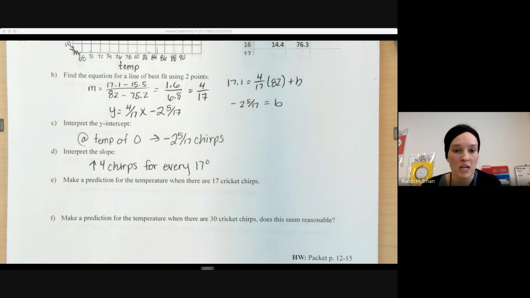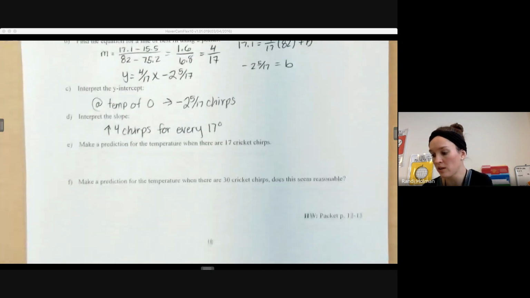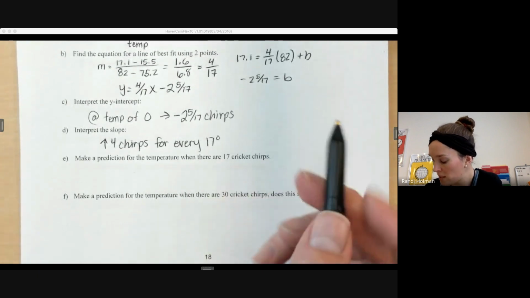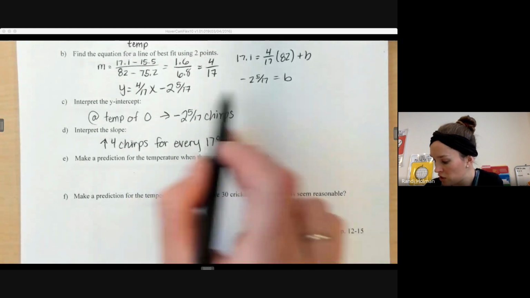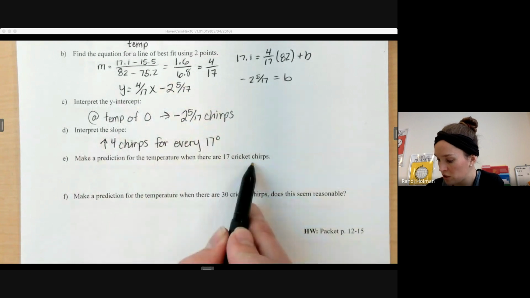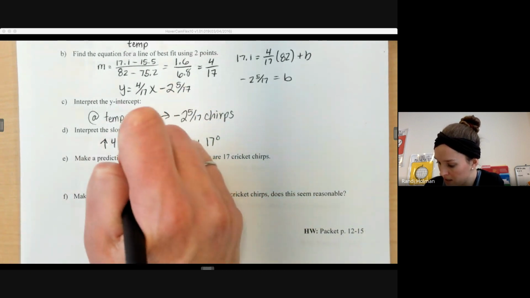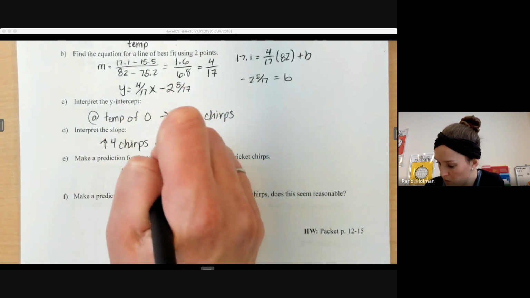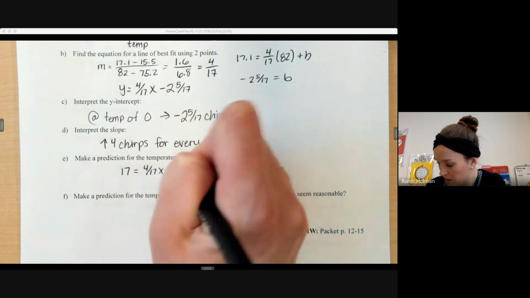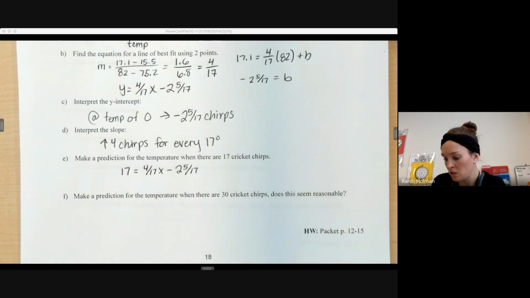Make a prediction for the temperature when there are 17 cricket chirps. Okay, so really our equation's a little backwards for this if we want to know our cricket chirps from temperature, but we can still utilize it to work through these points. So if I have my equation here, if I know the cricket chirps, that's y. So I'm going to say 17 cricket chirps equals 4/17x minus 2 5/17. Okay, and then we can just solve for x.